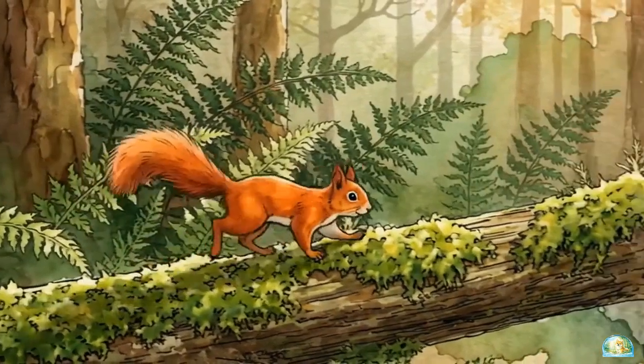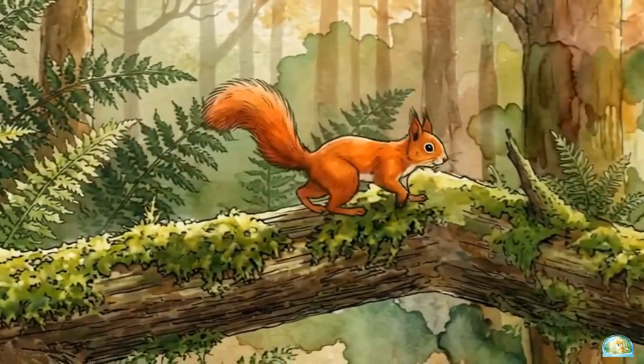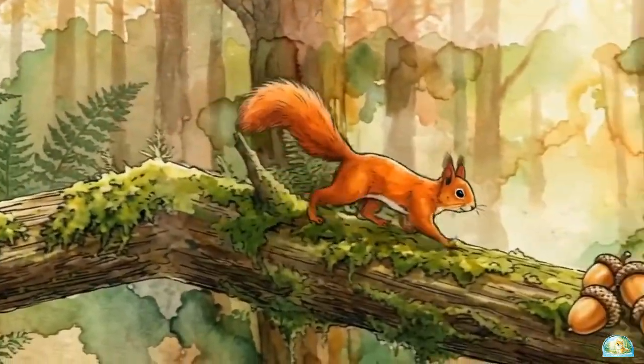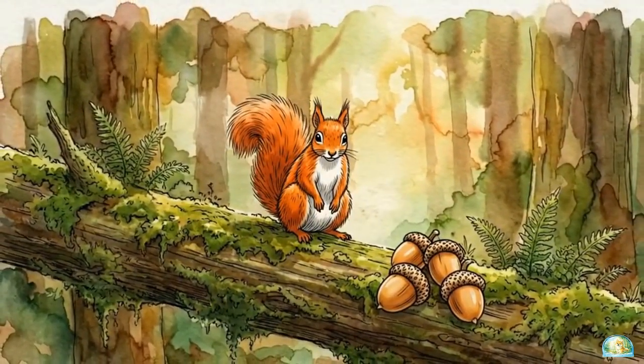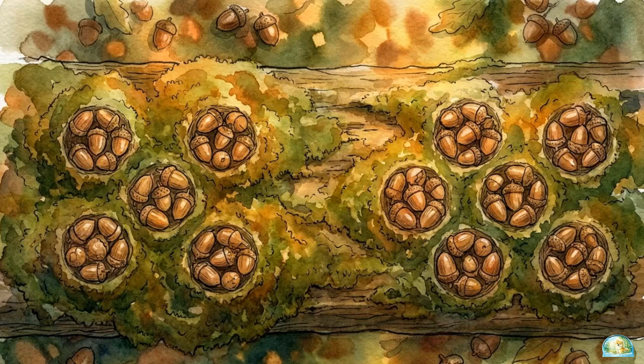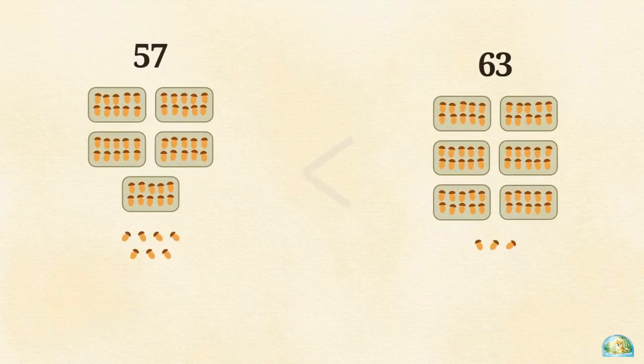Let's examine one more layout. Down the log, a smaller harvest of 57 sits directly adjacent to a larger pile of 63. Applying our first rule, we evaluate the 10s. 5 caches is distinctly less than 6 caches. We mark the relationship with a forked twig symbol.